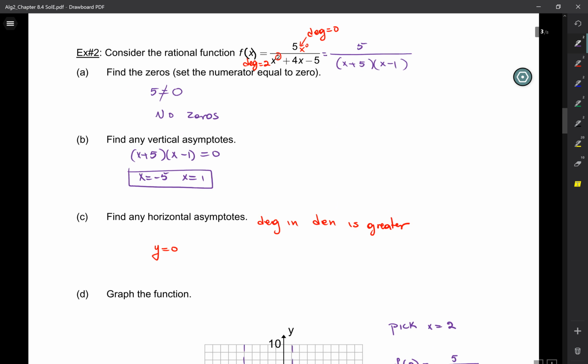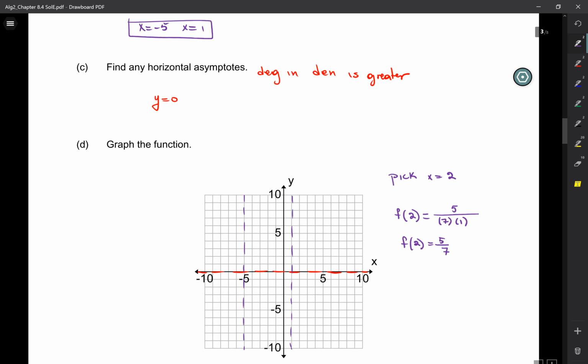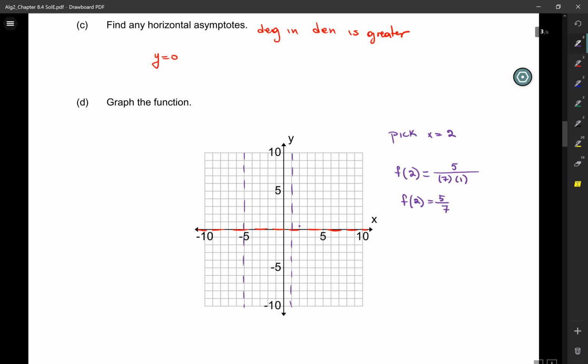Okay? So I put 2 in here. 5 over 7 times 1. So that gives me what? 5 over 7. So f of 2 is 5 over 7. Okay. So at x equals 2, it's 5 over 7. I don't care what the decimal equivalent is. What I care about is the placement of it, and it's above the horizontal asymptote. Let me graph this and I'll get you in a minute.